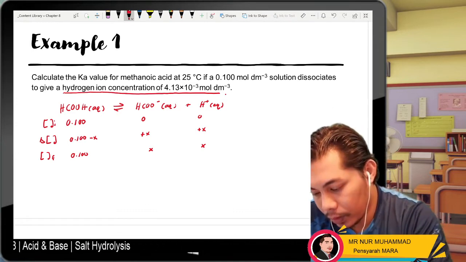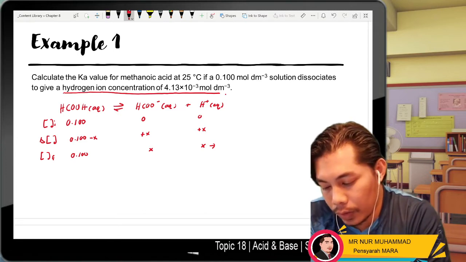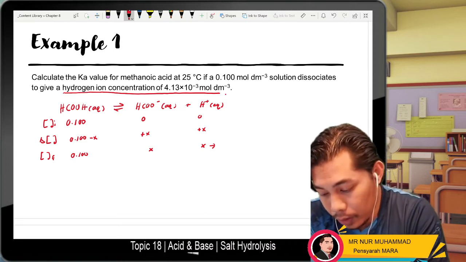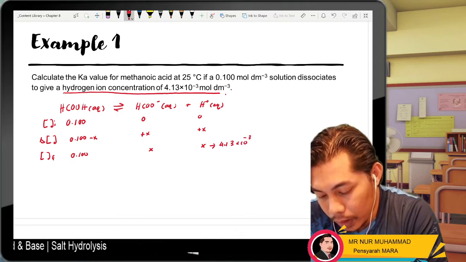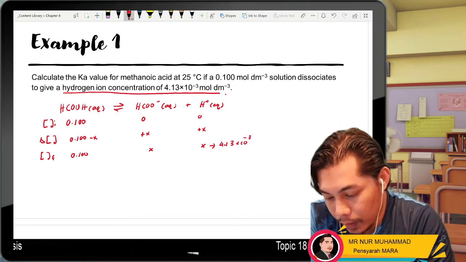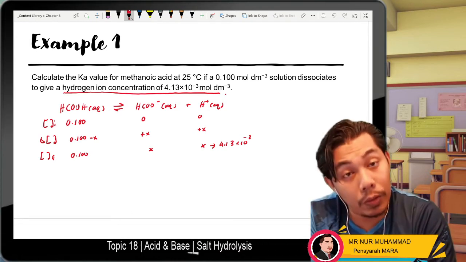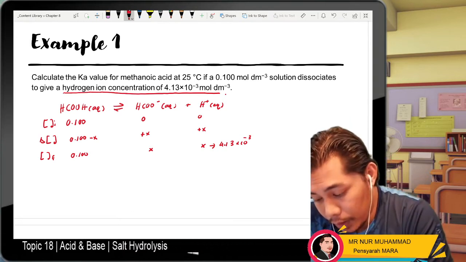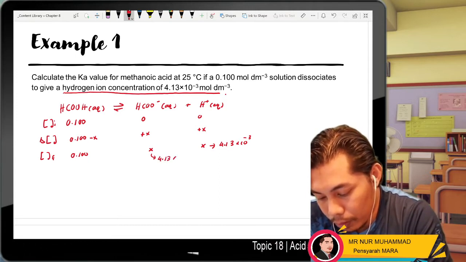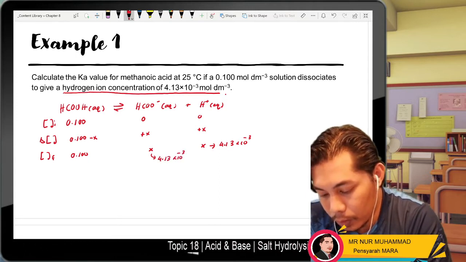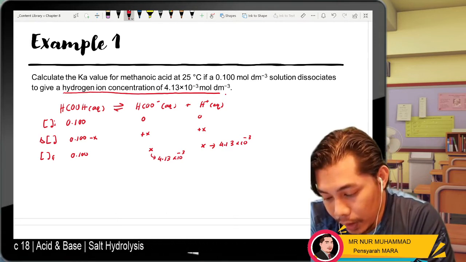Right, so for the hydrogen ion, the question already gives the concentration, which is equal to 4.13 times 10 negative 3. So this is the value of x, meaning that the HCOO minus ion also has the same concentration because it has the same ratio. So how to calculate the Ka?